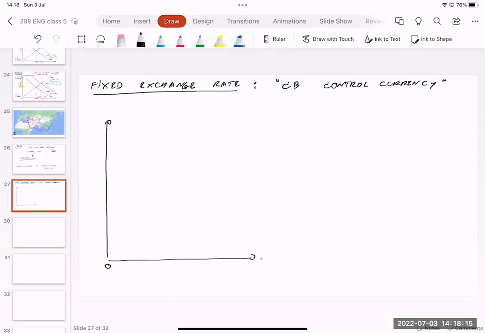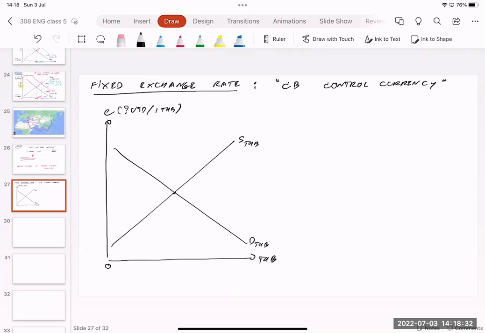Okay, just like before, I have THB for Thai baht. I have demand for Thai baht. I have supply for Thai baht. On the vertical is the nominal exchange rate: how many US dollars you get per 1 baht? You have equilibrium point E1, the number of Thai baht in the economy THB1, and the nominal exchange rate E1.